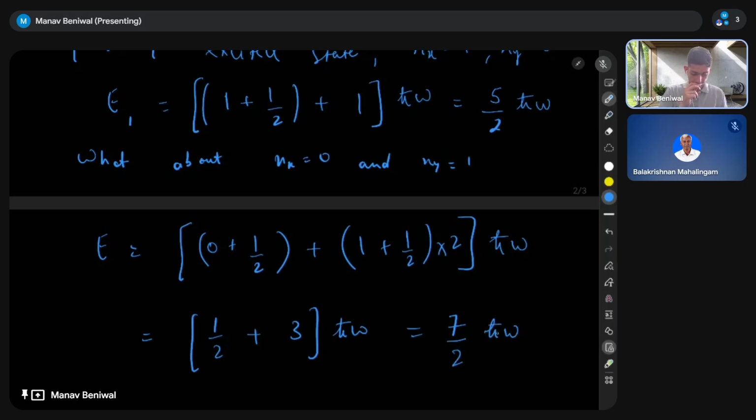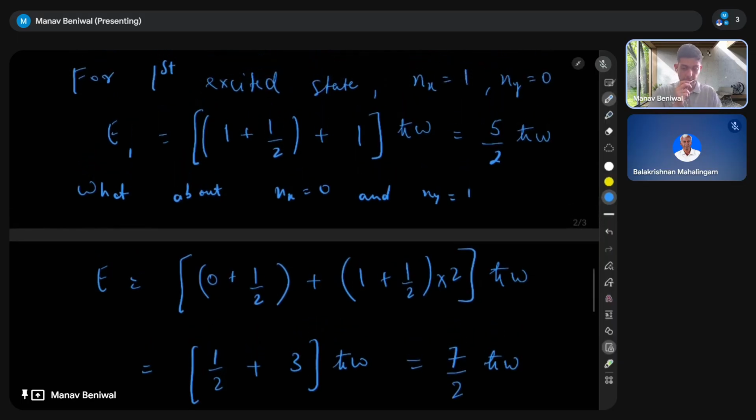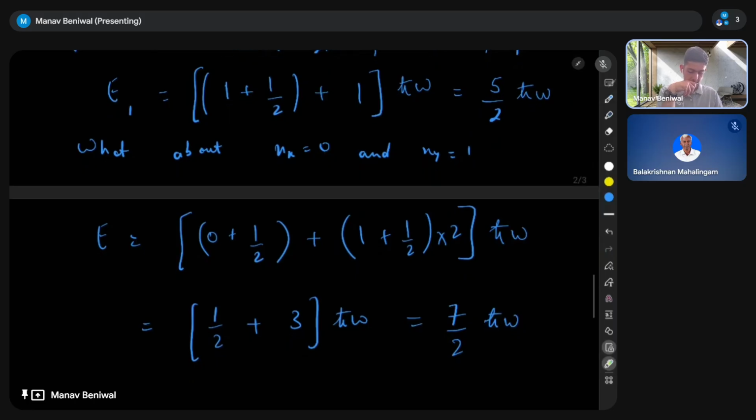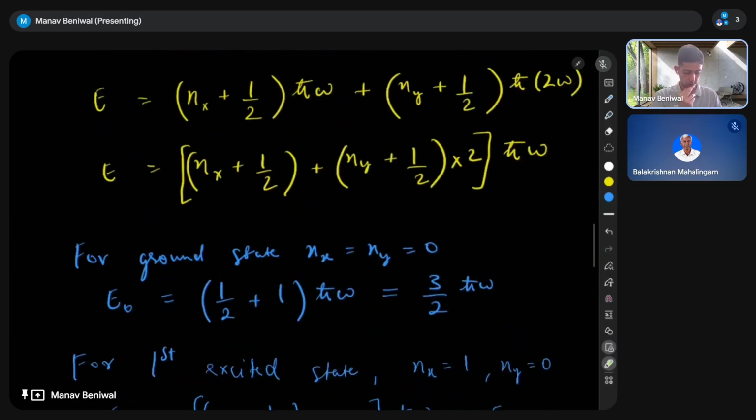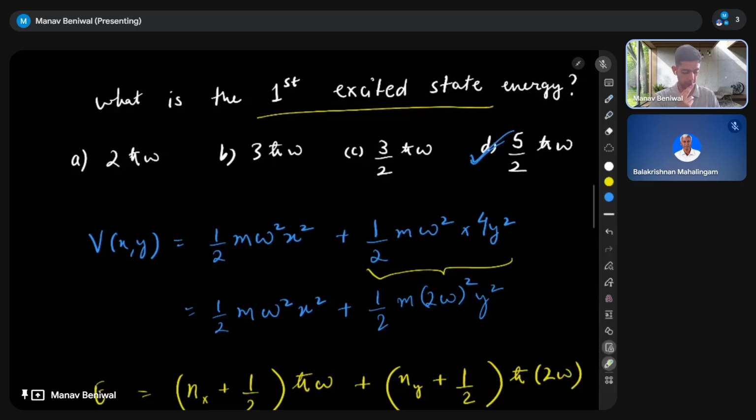So you can see that when we substituted nx equal to 1 and ny equal to 0, we got 5 by 2 h cut omega. But if we put nx as 0 and ny as 1, then we get 7 by 2 h cut omega, which is higher than the other. So this will be our second excited state energy. Okay, so now we are very confident that this is the first excited state energy.